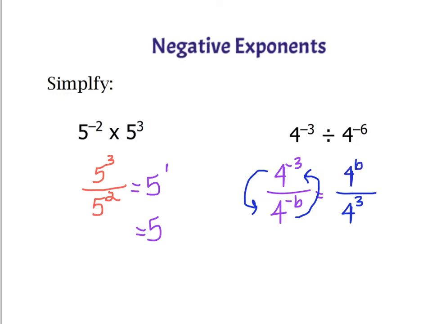So now I have 4 to the 6th power divided by 4 to the 3rd power. So when I divide, I subtract my exponent since I have like bases. 6 minus 3 is 3. So 4 to the 3rd power is my simplified answer.